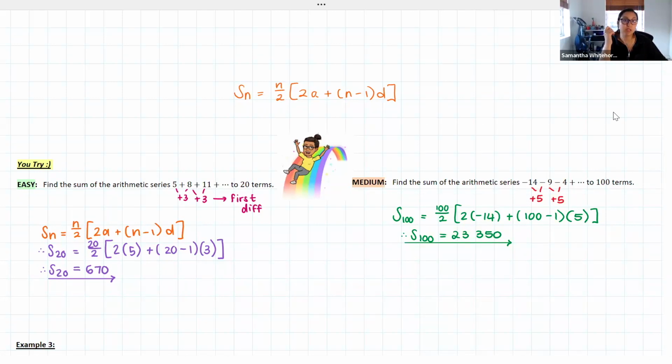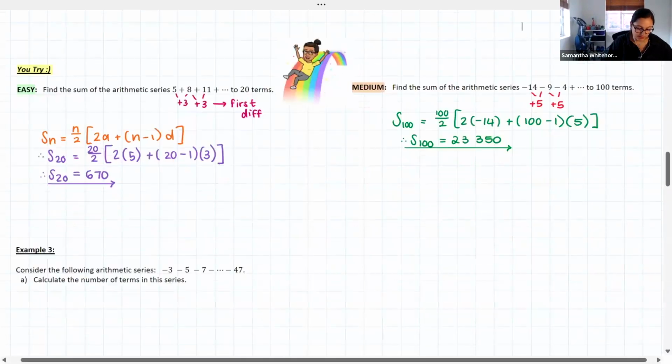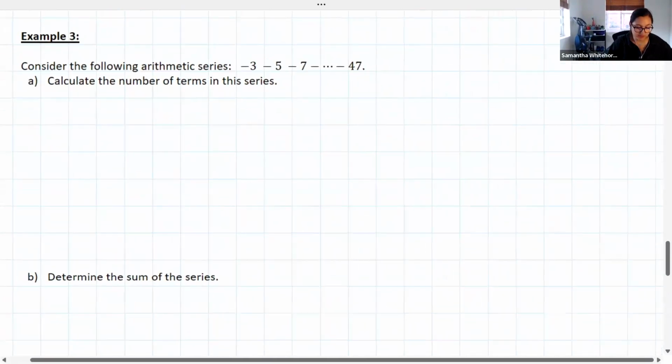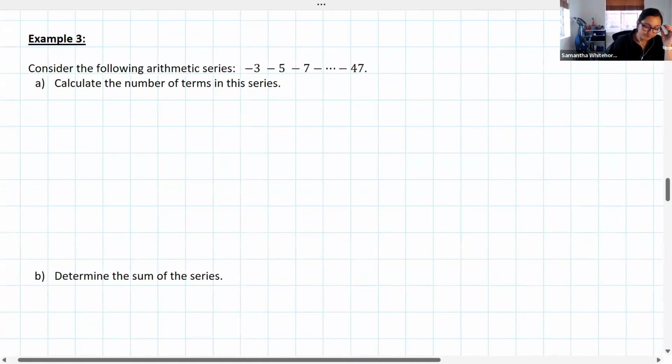And remember, guys, trying these things when I give them to you or when we're doing them, it's really useful because it just reinforces and consolidates the method and how we actually answer these questions. Right, so let's have a look at our next example. This one's a little different, and we'll see why now.